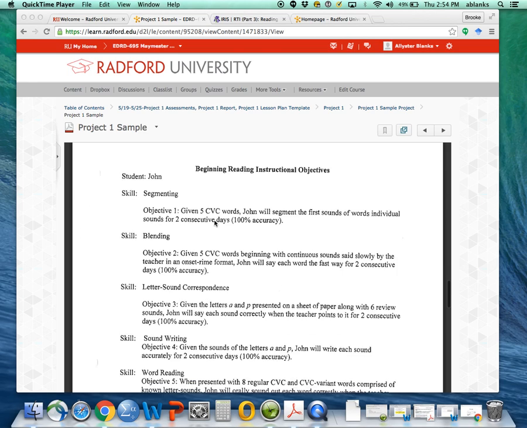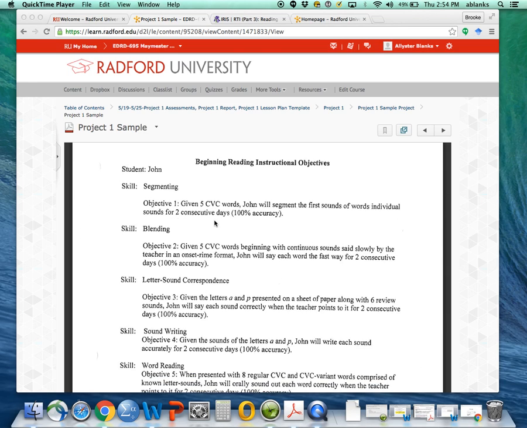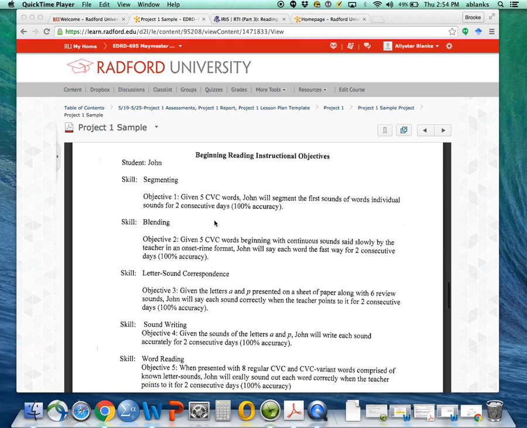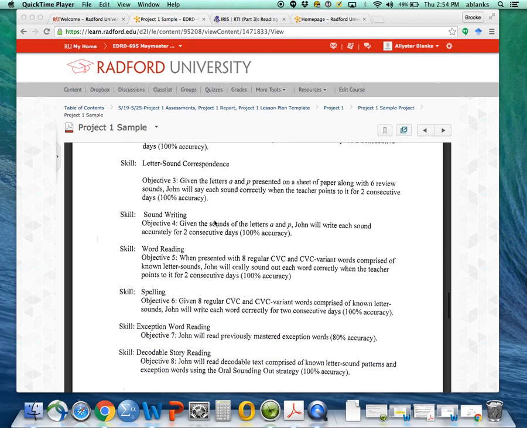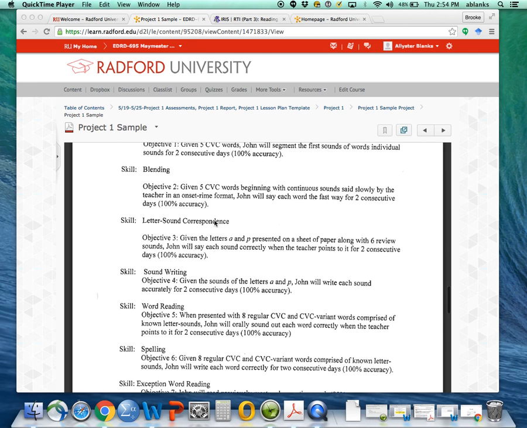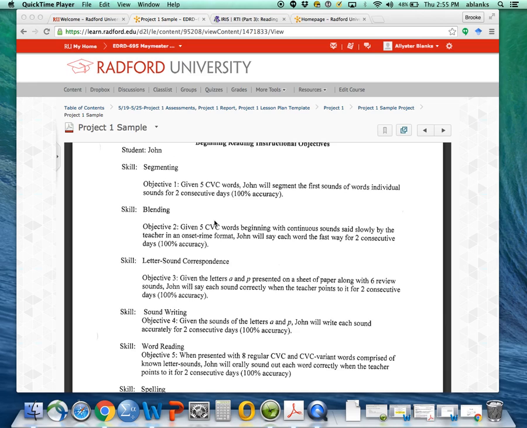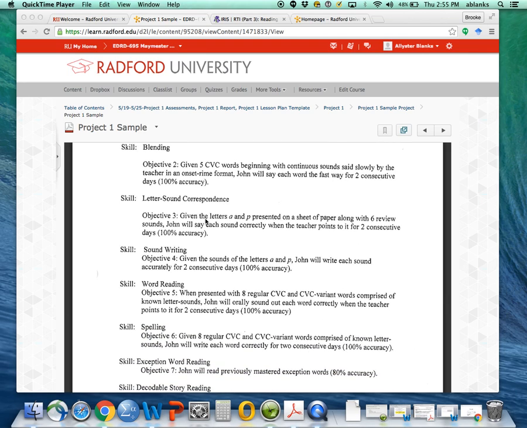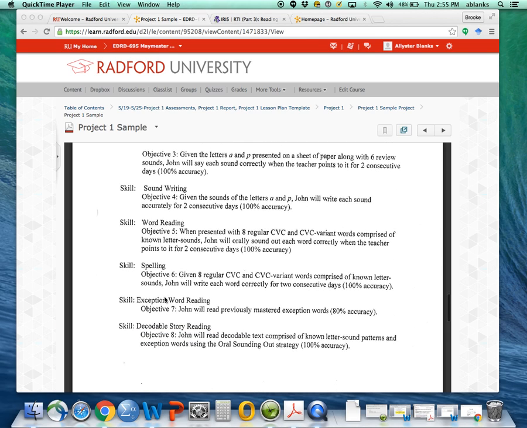skills. All right, there is a written document that tells you how to write instructional objectives. You will be writing instructional objectives for 4 to 8 skills based on your students' needs. Almost everybody will need some work with segmenting and blending. Almost everybody will need some letter-sound correspondence and sound writing. If you have students who know more than 6 to 8 consonants and 2 vowels, then you'll also be working on word reading and spelling.